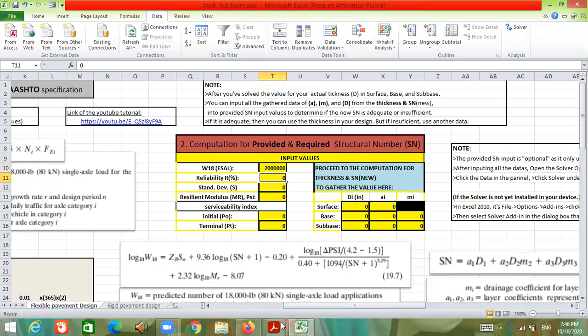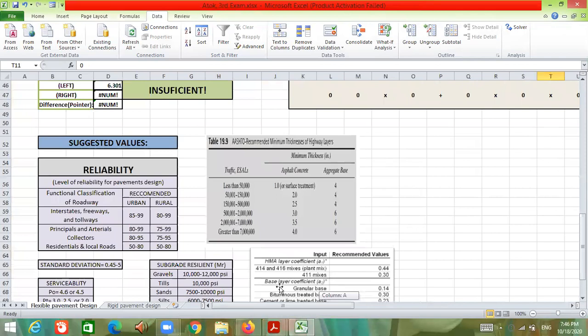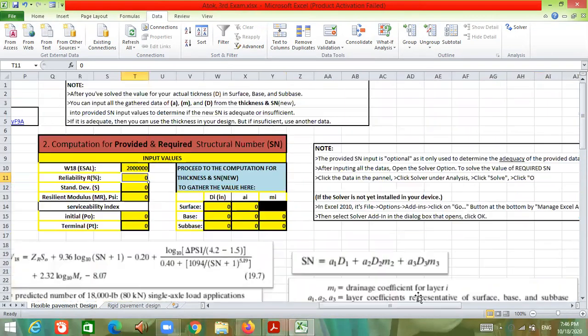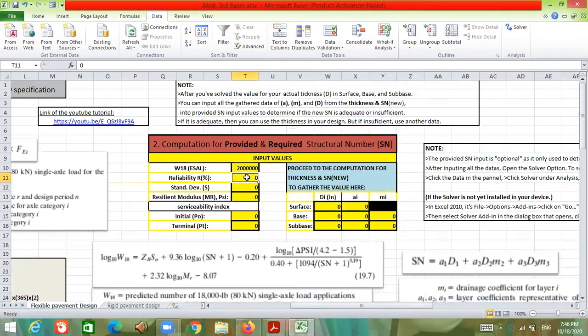And for our reliability, since our problem states that it is a flexible pavement for an urban interstate highway, here under the suggested values for our recommended reliability, there are ranges of values for reliability that differ on the functional classification of roadways. And interstate under the urban has ranges of 85 to 99. And in our problem scenario here, in the solution part, it is being stated that we are going to use the value of 99%. And since this reliability here is already set to be a percentage, we are just going to input the value of 99.